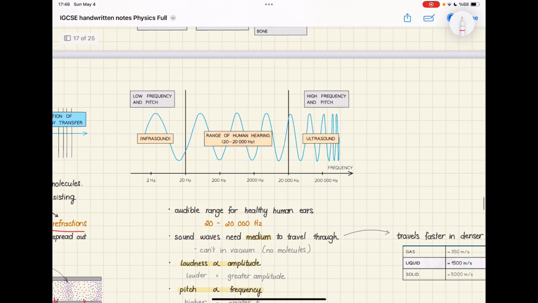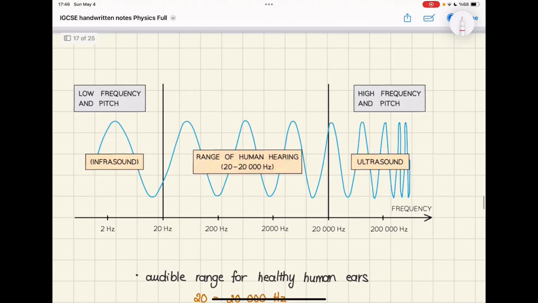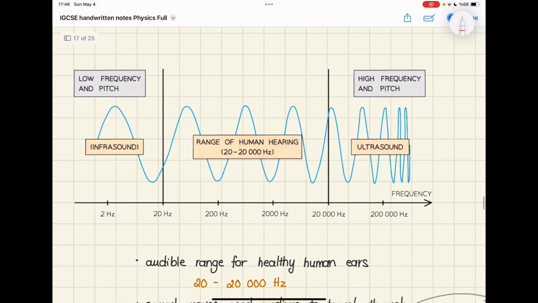Here we are talking now about different types of pitch and different types of frequency. Look at this. The audible range for a healthy human ear is between 20 and 20,000 hertz. Just because people can only hear in this range doesn't mean that, for example, dolphins or dogs cannot hear in different ranges. This is the reason why they are communicating at different levels of frequency.